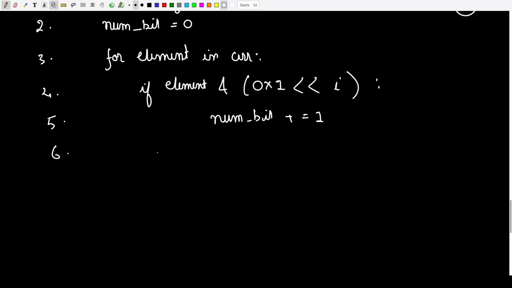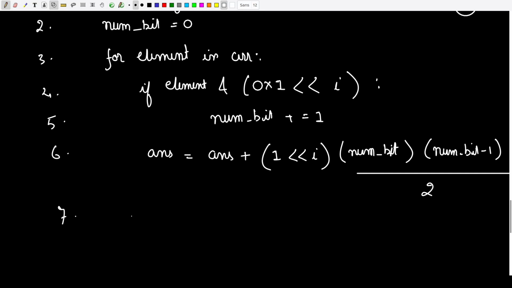We can do it like this. Answer will be equal to answer plus the ith bit. The ith bit is 2 to the power i, so this is my 2 to the power i, and the number of pairs. Remember, the number of pairs will be given by k into k minus 1 by 2. So let us do that. This is my answer, and towards the end we are going to simply return answer. And please note the initial value of answer is 0.